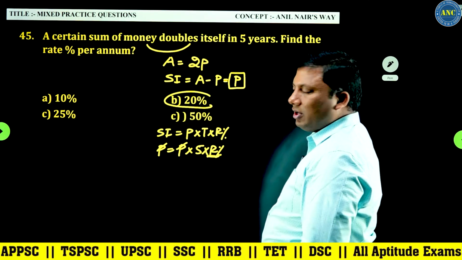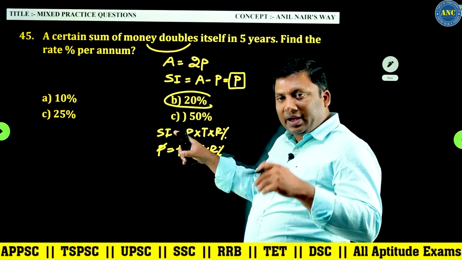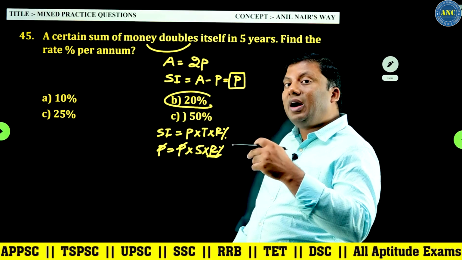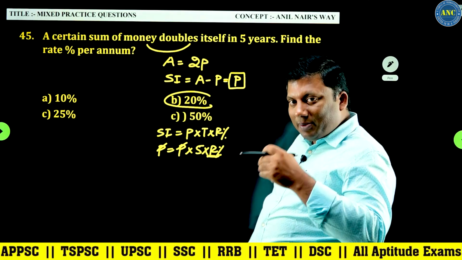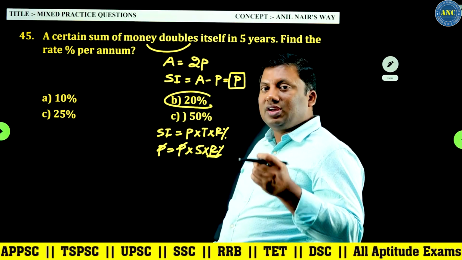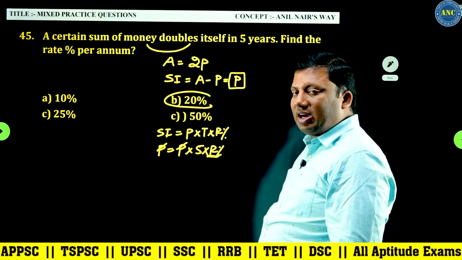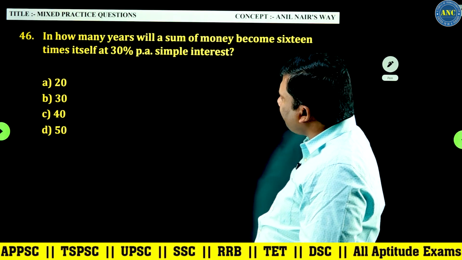100% only will give you 20% per year. In 5 years it will become 100%. 100% rate of interest means simple interest and principal both are same.